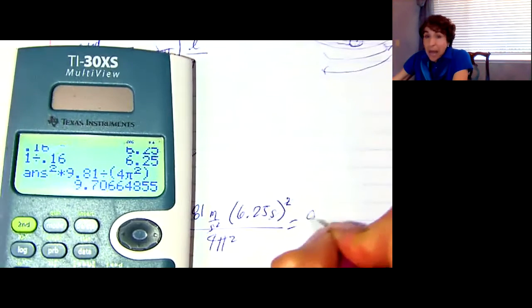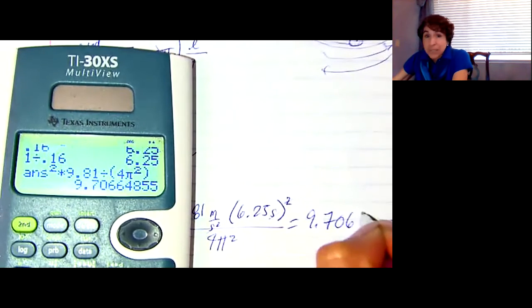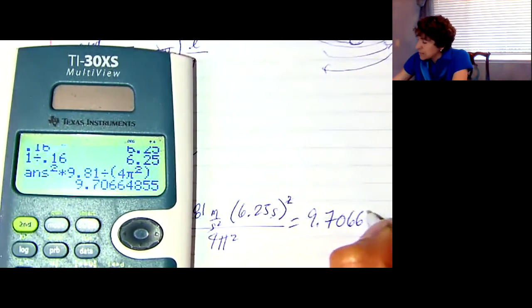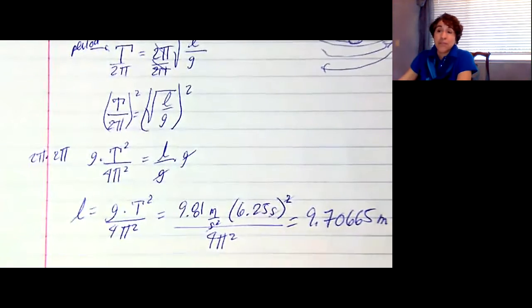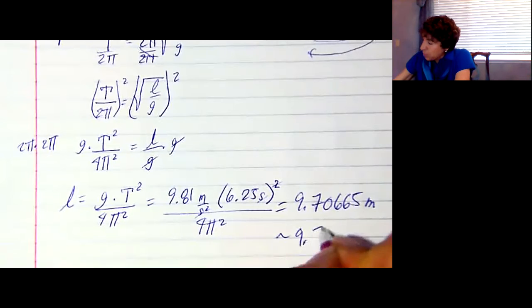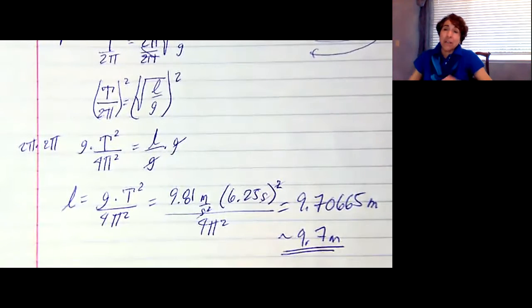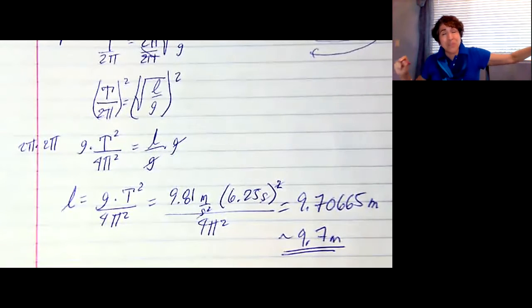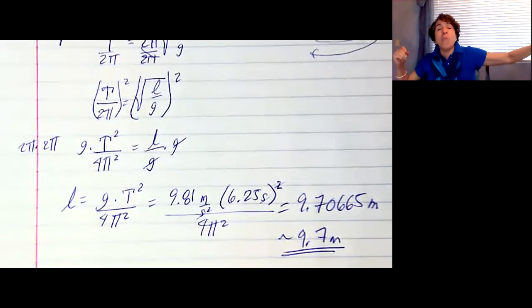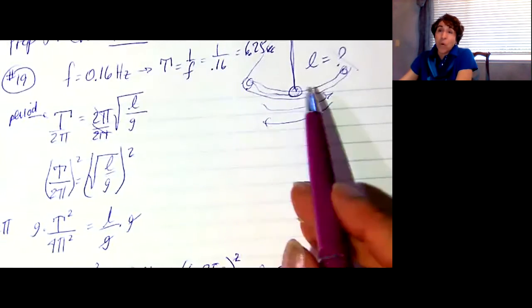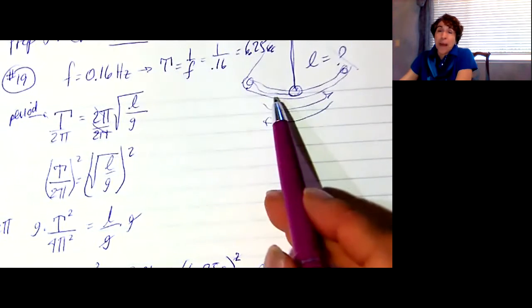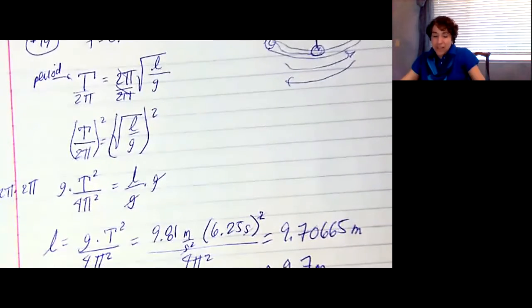So I get 9.706648 meters, right? Because my second squareds cancel out. So that is about 9.7 meters. That's pretty long. Your meter sticks, it's almost 10 of them, right? 9.7, almost 10. If you have it that long, it's going to take 6.25 seconds to make a full cycle, from one end back, or from the middle all the way back again, the whole cycle. All right, so that's number 19.